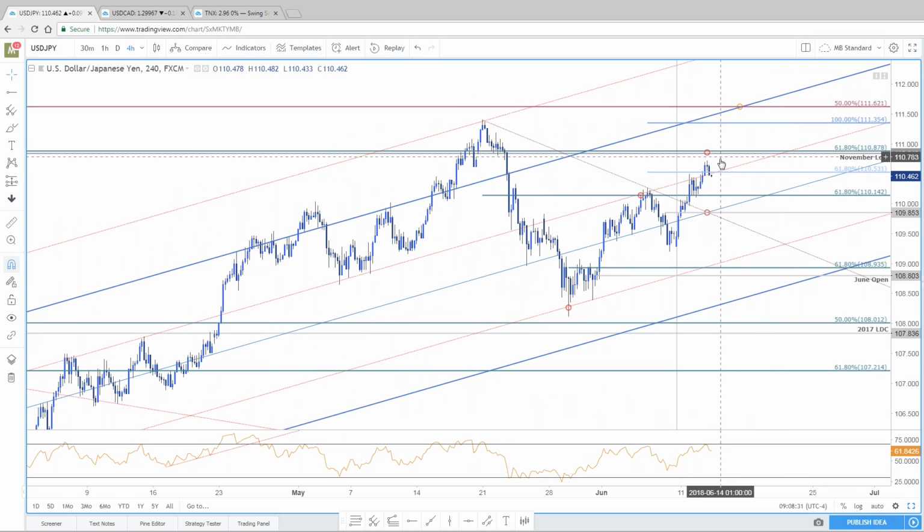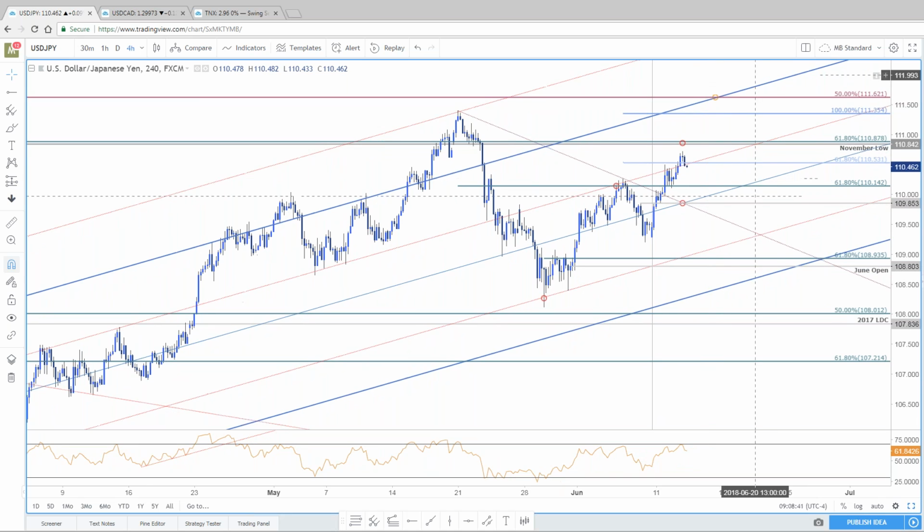So if we get one more spike into this region, would be great. Like I said, beyond here, there's a lot of room on the upside before you start to look anywhere to start to fade anything here again.